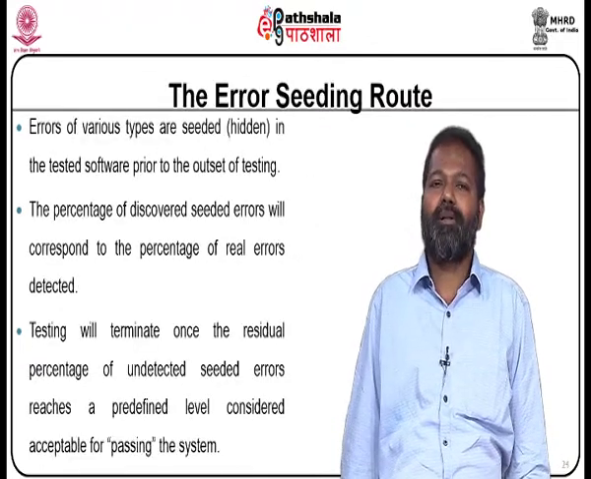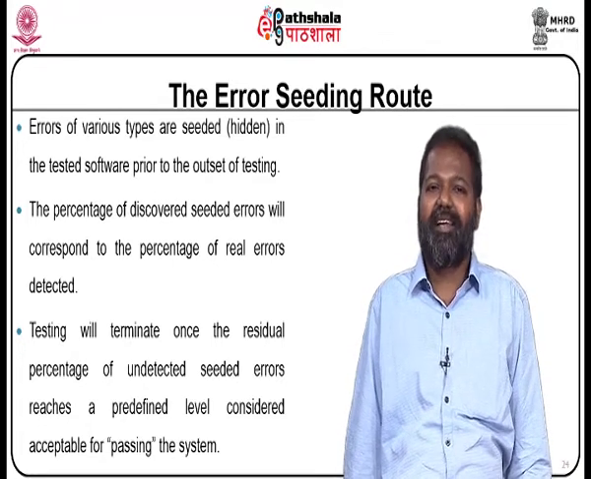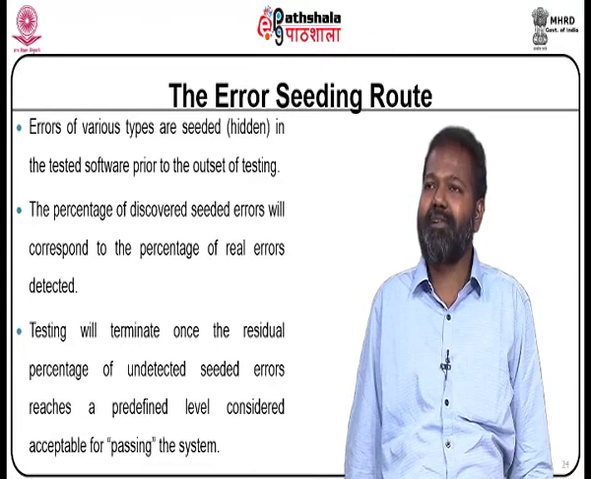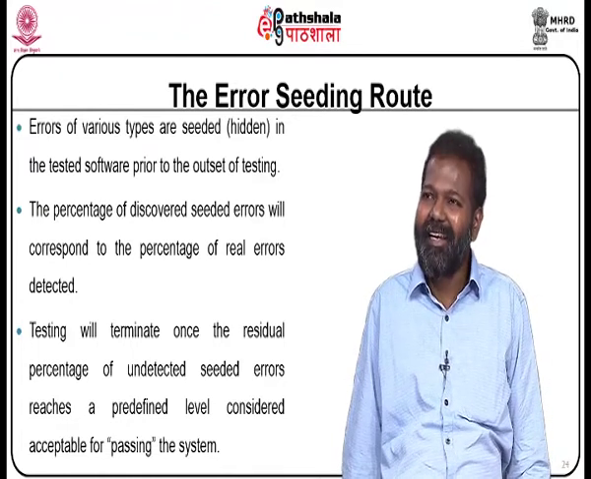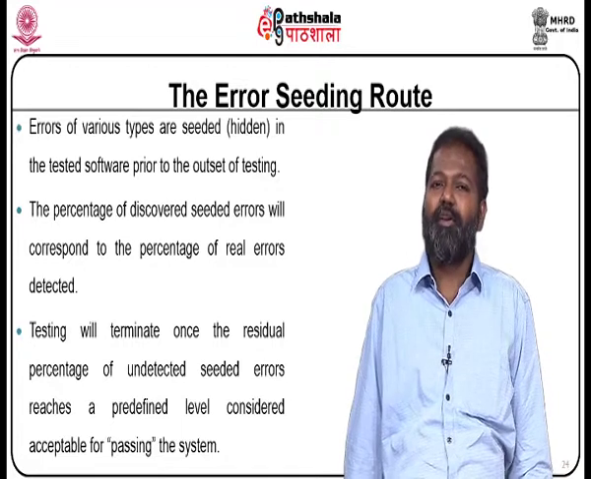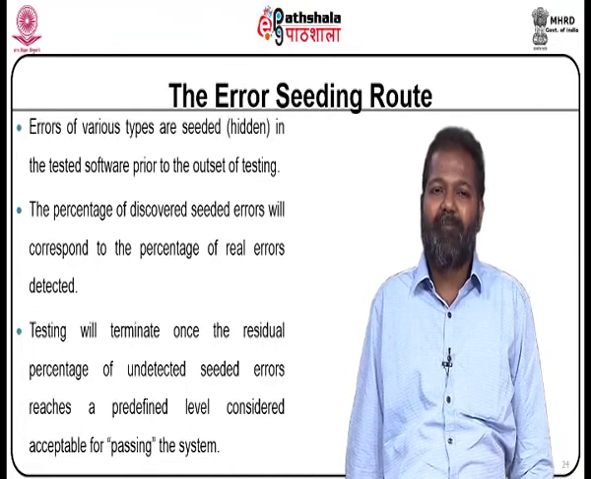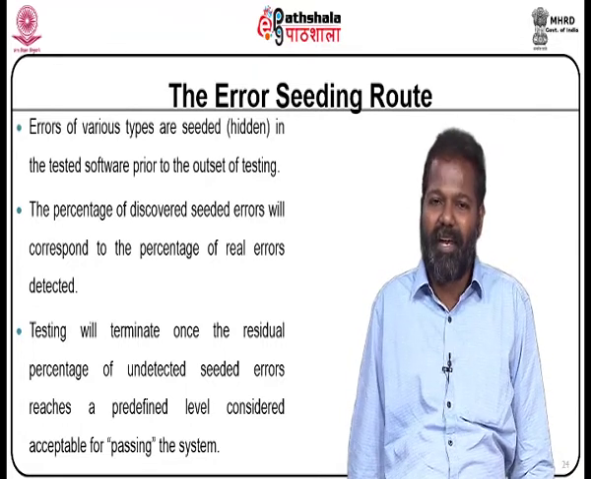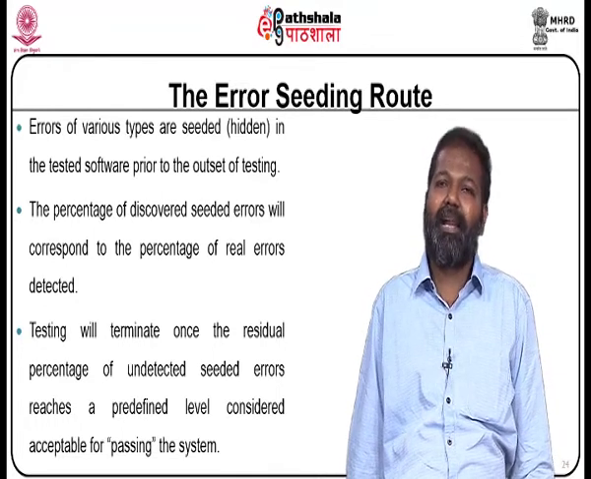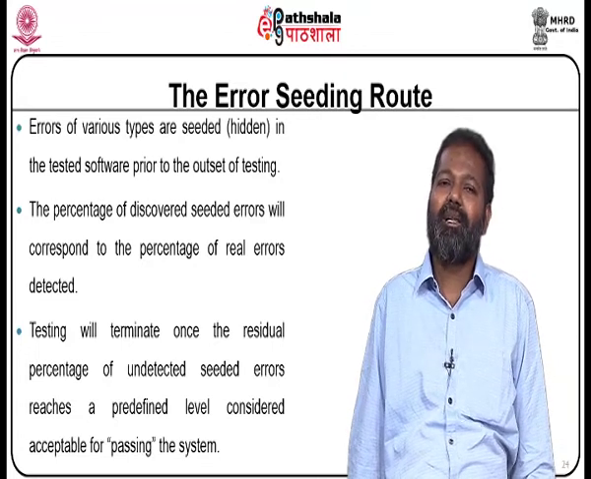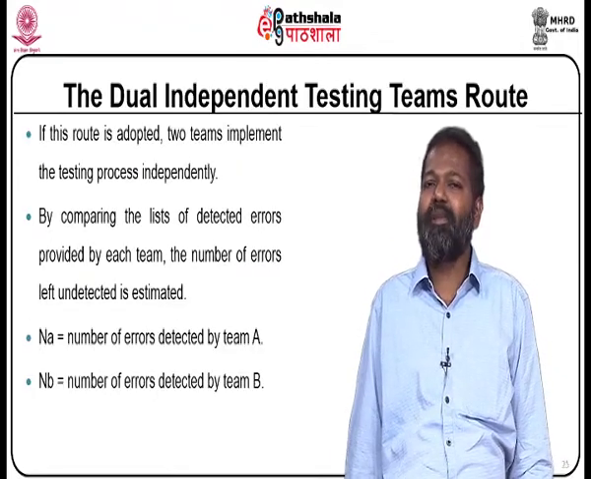The error seeding route. Errors of various types are seeded in the tested software prior to the outset of testing. The percentage of discovered seeded errors will correspond to the percentage of real errors detected. Testing will terminate once the residual percentage of undetected seeded errors reaches a predefined level, which is considered acceptable for passing the system.